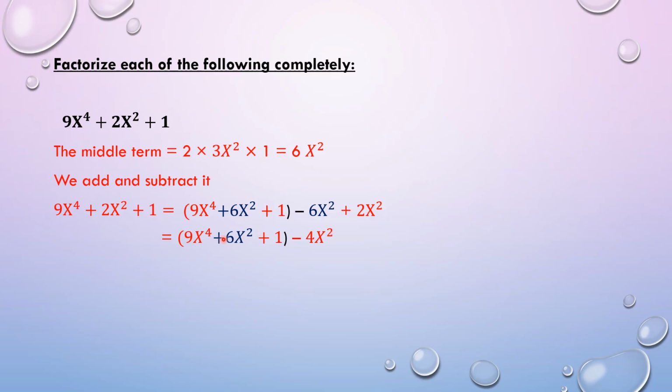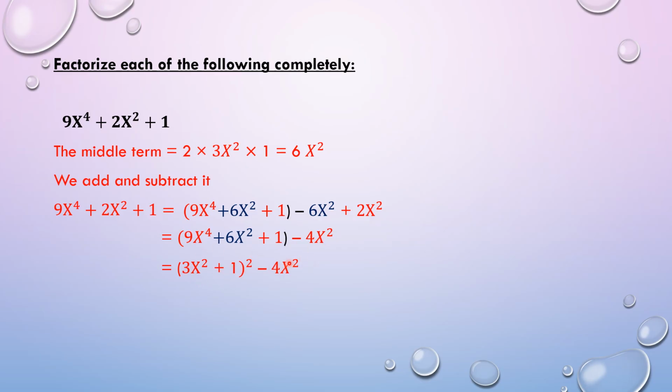Okay, a perfect square trinomial, can you factorize it? Yes, by getting the square root of the first and the square root of the third and putting them in a bracket power 2. The square root of 9x power 4 equals what? 3x power 2, and the square root of 1 is 1, so it will be 3x power 2 plus 1 all to the power 2 minus 4x power 2.